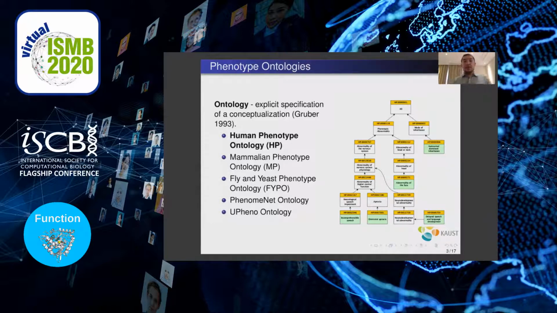For phenotype, we have several organism-specific ontologies such as human phenotype ontology, mammalian phenotype ontology, which is mainly used for mouse, fly and yeast phenotype ontology. And we also have an integrated multi-species phenotype ontology such as PhenoNet and UPheno. Phenotype ontologies provide structured vocabulary to describe genes or diseases. And we use phenotype classes to annotate genes and diseases.